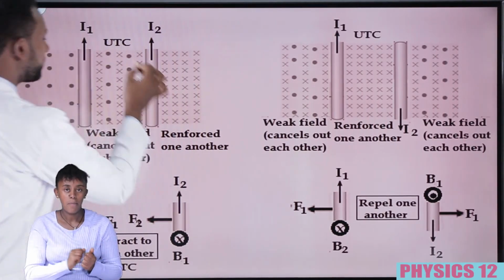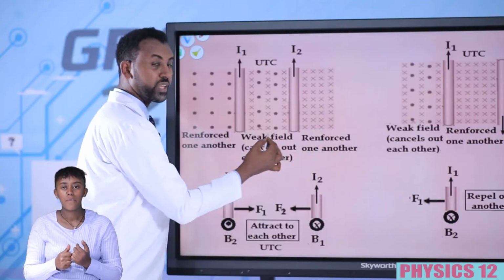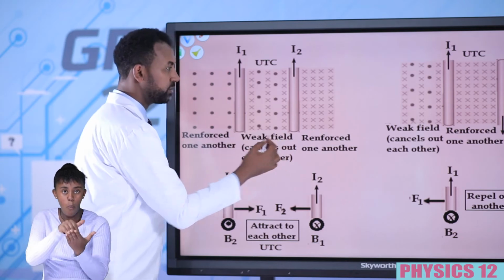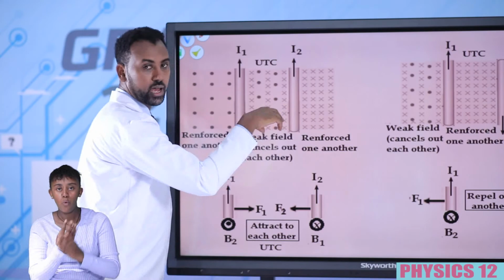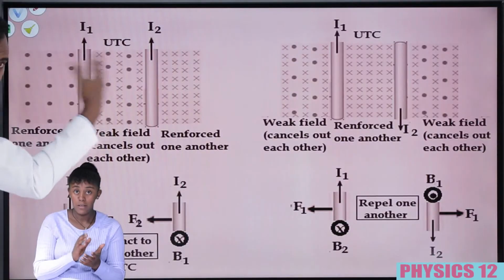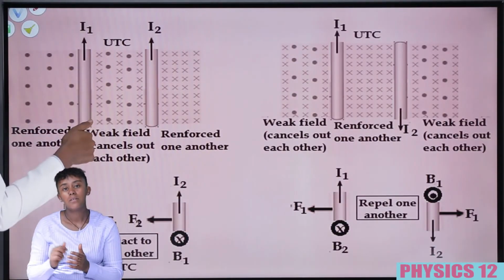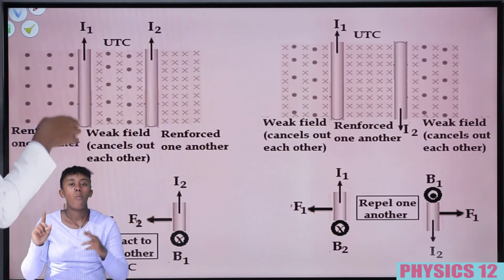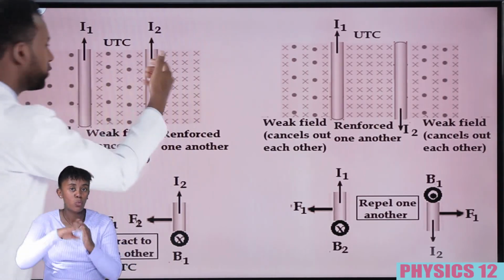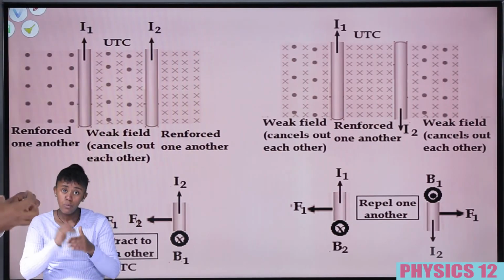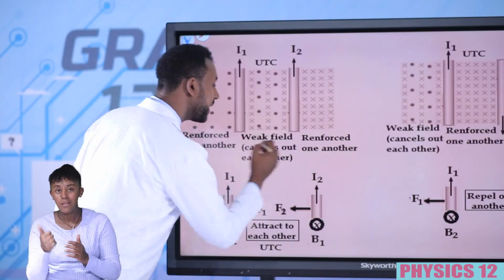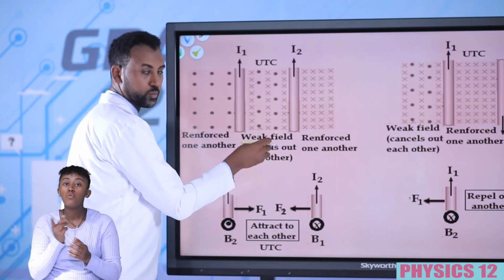Then we find that the magnetic field is weaker in between the two wires, because to the left side of wire 2, the magnetic field produced by current I2 is out of the page. The right side of wire 1, the magnetic field produced by this wire is into the page. Into the page and out of the page cancel one another. So we have a weaker magnetic field in between these two.